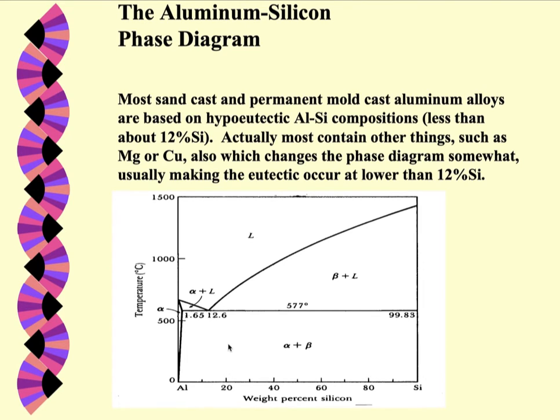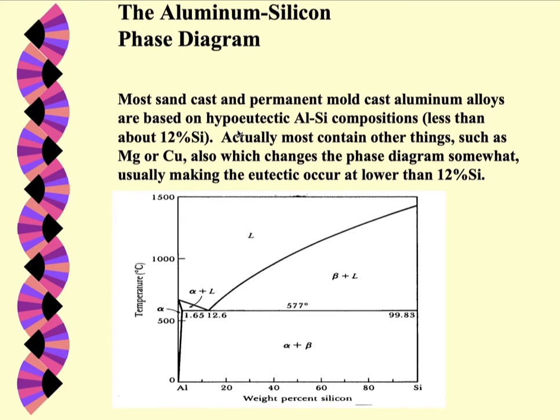Okay, and so we never go really above 20% silicon. There are a couple alloys that are around 20%, but we never go above that. So the whole right-hand side of this chart can be thrown away to some extent. So what happens? Sand cast, permanent mold alloys are hypoeutectic.